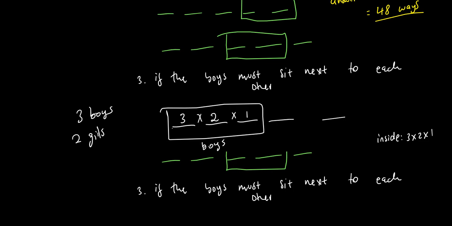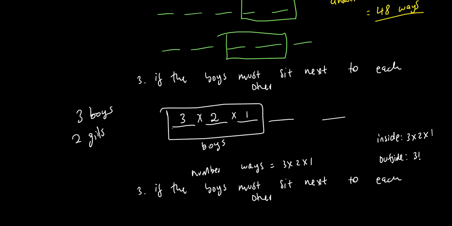What about outside? Outside, I'm gonna count and say 1, 2, and in the box I count it as 3. So outside I'm gonna have 3 factorial. So guys, the number of ways is simply going to be 3 times 2 times 1 times 3 factorial. So that is going to be 36 ways.